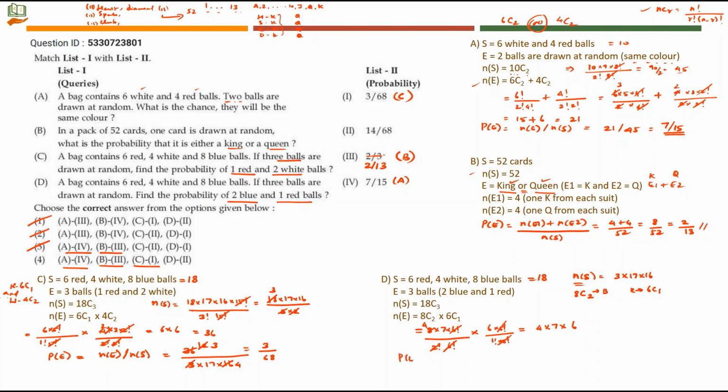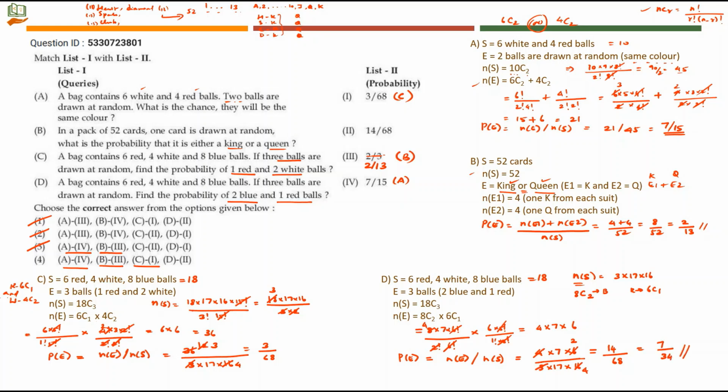Now let's calculate the probability of the event. It is n of e divided by n of s, which is equal to n of e is 4 into 7 into 6 divided by we have 3 into 17 into 16. This is 1 4s and this is 4 4s are. This is 3 1s are and this is 3 2s are. So 7 into 2 will give 14 divided by 17 into 4 will give 68. You can also reduce this to 7 by 34.